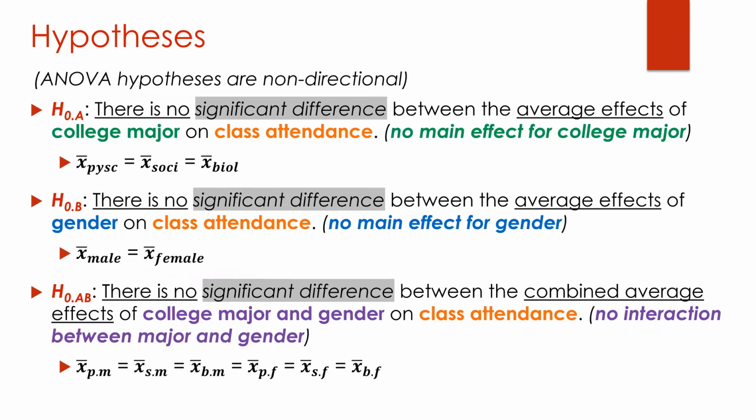Now, the null hypothesis is going to be the same exact sentences. You just replace the alternative wording with the no. So there is no, because it's going to say there's no differences between the groups. There's no differences between the combinations.